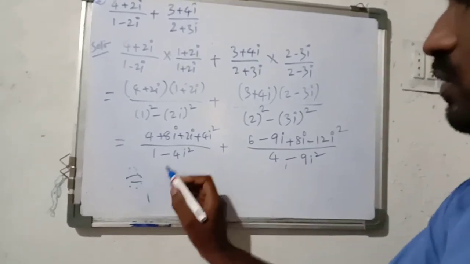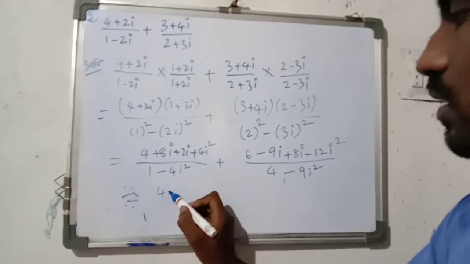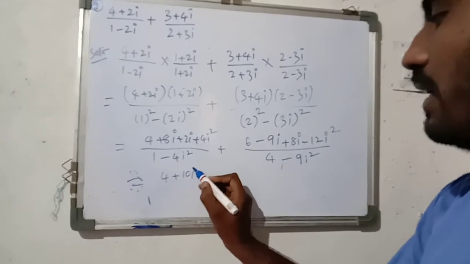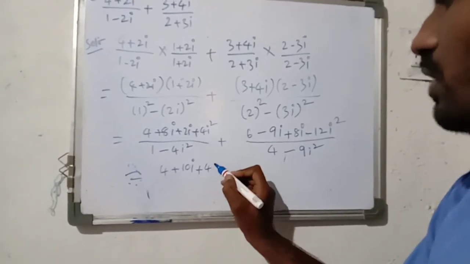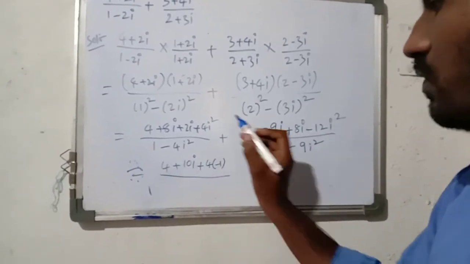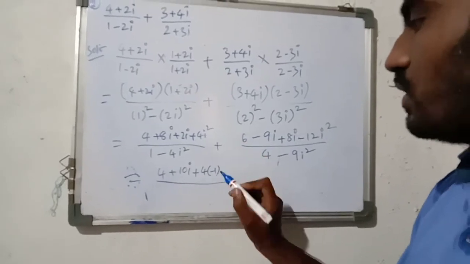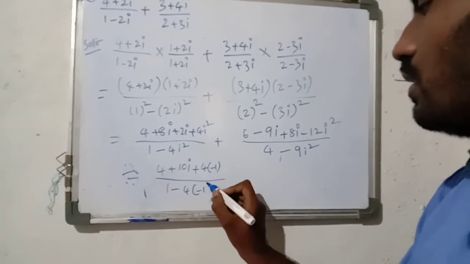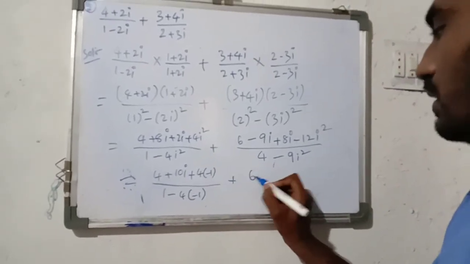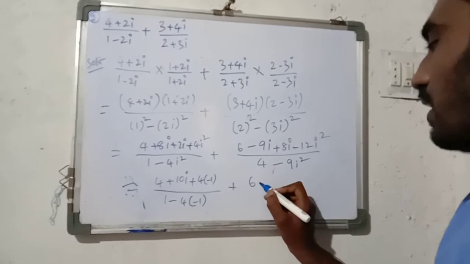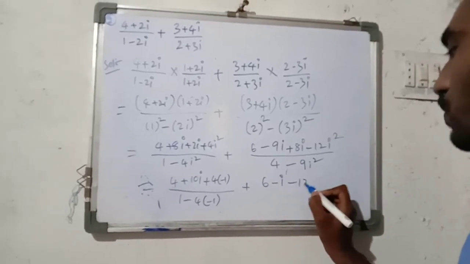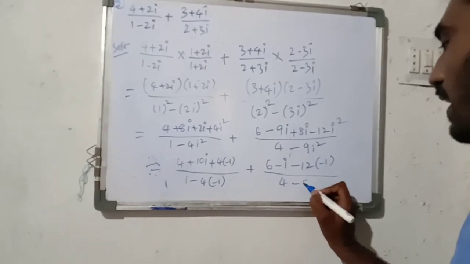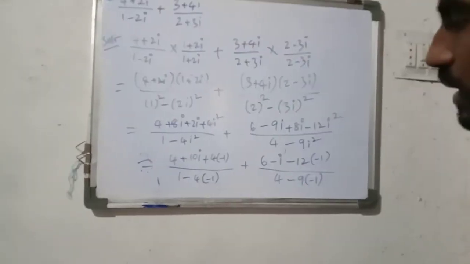So this is equals to, here 4 plus 8 plus 2i, 8i plus 2i, that is 10i plus 4i square. 4i square means 4 into minus 1. We are substituting i square value minus 1 here. So in the same way 1 minus 4 into again i square, that is minus 1, plus 6 minus 9i plus 8i, this is minus i, minus 12 into i square value is minus 1, by 4 minus 9 into minus 1. Okay.